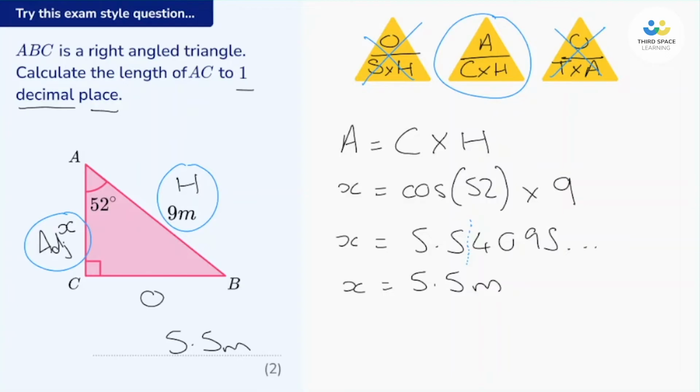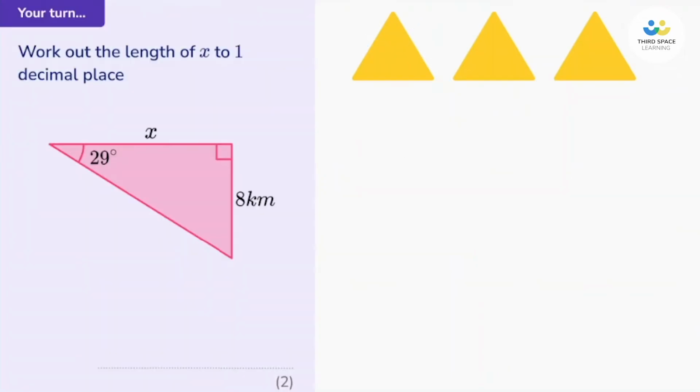Let's get this marked. We're going to get 1 mark here for correctly identifying the trig ratio of cos and substituting in the values. And then the second mark is coming from the final answer. Okay, your turn. Pause the video and have a go. Take it step by step and we'll go through it together in a sec.